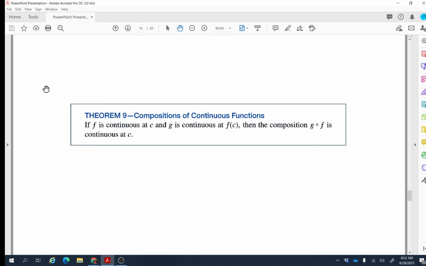So whenever we try to find the composition of continuous functions, that composition should be continuous. From this theorem, composition of continuous functions: if f is continuous at point c and g is continuous at the value of the function at c, then their composition is continuous at the original point.